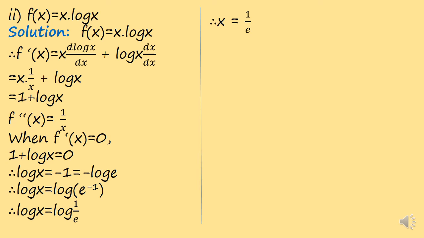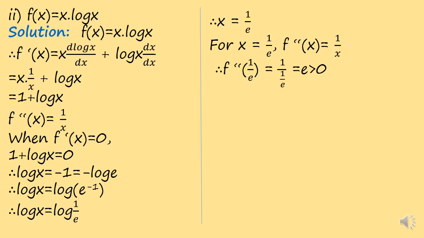Now let us determine whether it is maximum or minimum. So for that we take f double dash of x. So for x is equal to 1 upon e, f double dash of x is 1 upon x. And therefore f double dash of 1 upon e, since x is 1 upon e, we get f double dash of 1 upon e.